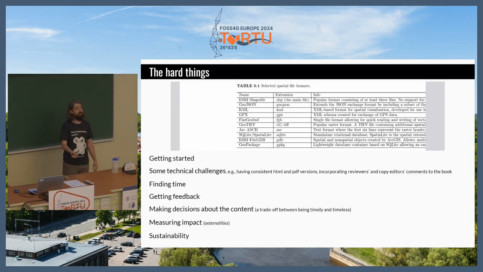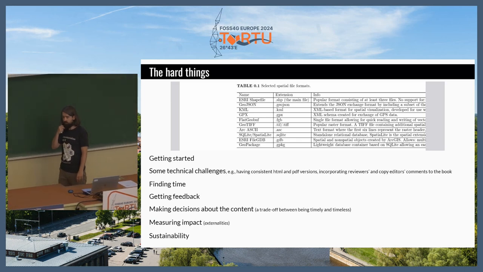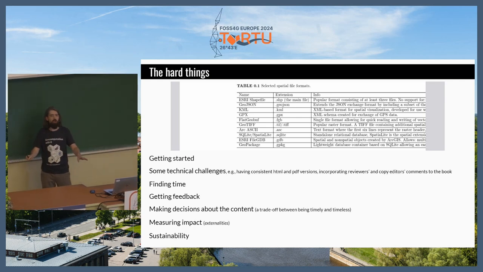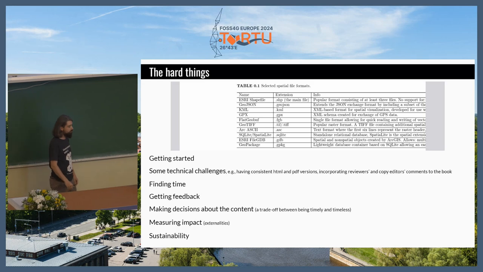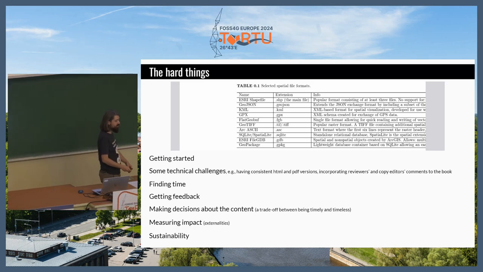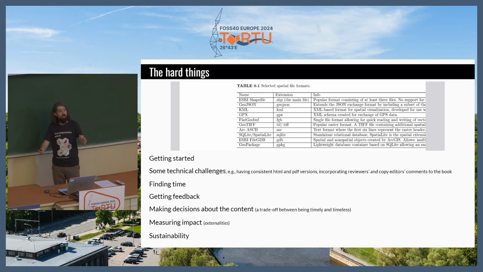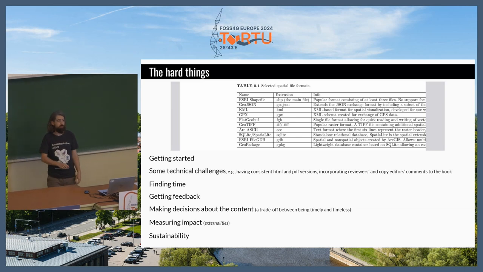So what are the hard things? What are the things that are still not easy? I think getting started is never easy. If you start a new project and you have just a blank screen in front of you, it's always hard. But there are still some technical challenges. I've mentioned that when you are using tools like Bookdown or Quarto, they allow you to have an HTML version and a PDF version of the book.